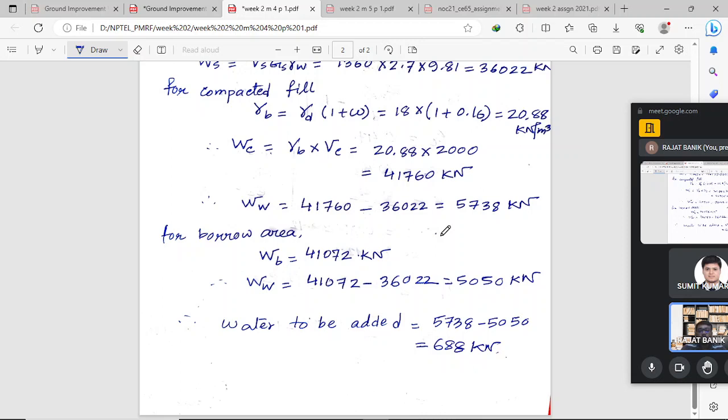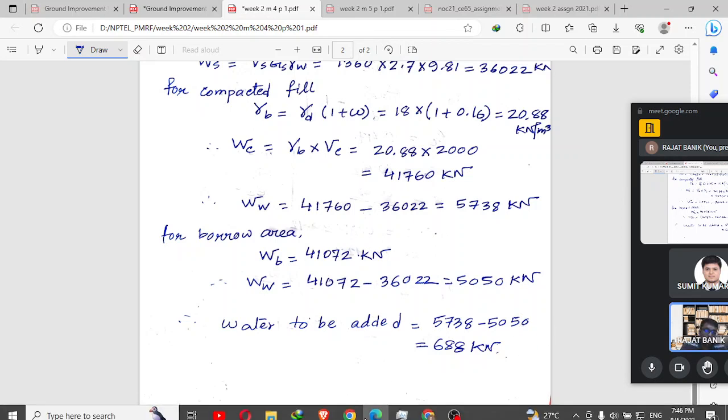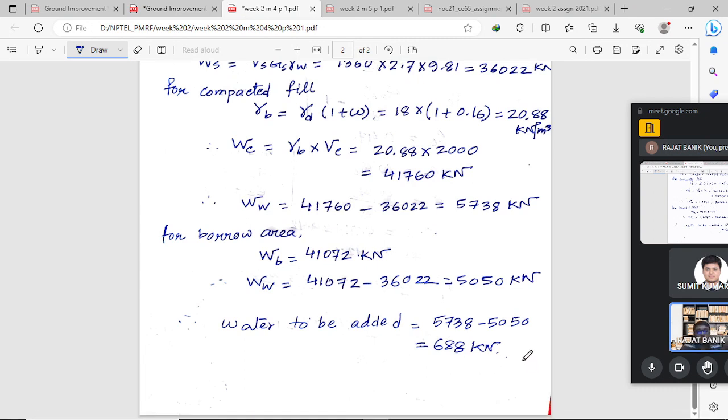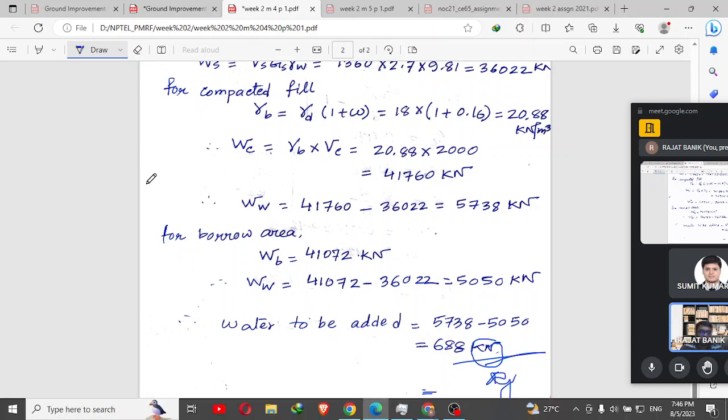Now, if we want to find out the amount of water to be added, we can easily subtract the total water in the borrow field from the total water in the compacted field, which is nothing but 688 kilonewton. The unit is kilonewton. If you want it in liters, we can convert the unit to liters, or if you want it in mass, it can also be converted into kg.